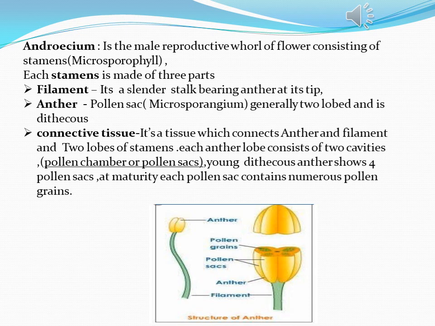This anther is generally two-lobed. It consists of two lobes, or two sac-like structures. Because of that we are calling it a dithecous anther. Dithecous anther means the anther which consists of two lobes. If it consists of one lobe we call it monothecous.